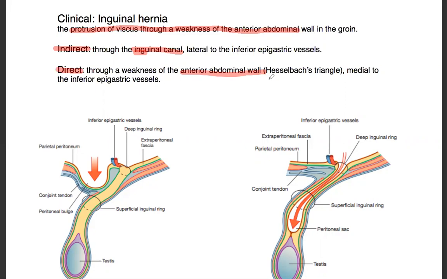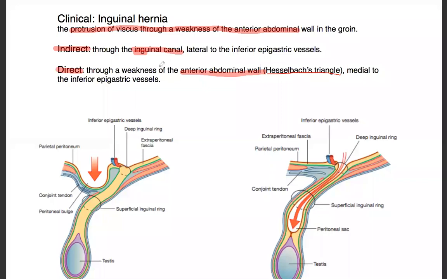So this is the first thing you need to know: what does it go through? The indirect goes through the inguinal canal, the direct through the anterior abdominal wall. A weakness of the anterior abdominal wall for a direct hernia is an area known as Hesselbach's triangle. It's very important to know. It's an area of weakness in the anterior abdominal wall.